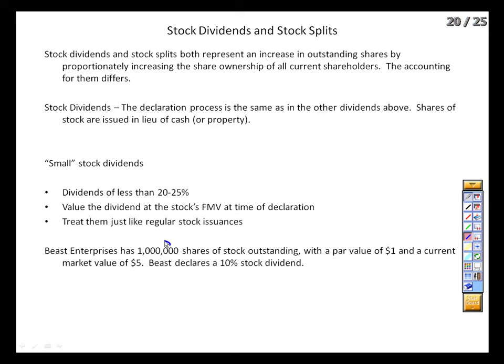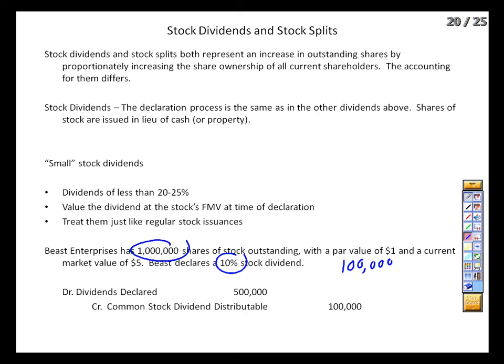We've got a million shares at 10%. That means we're going to be giving out an additional 100,000 shares of stock. And since the current going rate for them is $5 per share, we're pretending to give our shareholders $500,000 of value. We will debit our dividends declared account for $500. We will credit common stock dividend distributable for shares times par, or 100, and we will plug to APIC for 400. When the date of payment comes along and we actually give the shareholders their share, we'll debit away this account right here, and we'll credit our common stock.